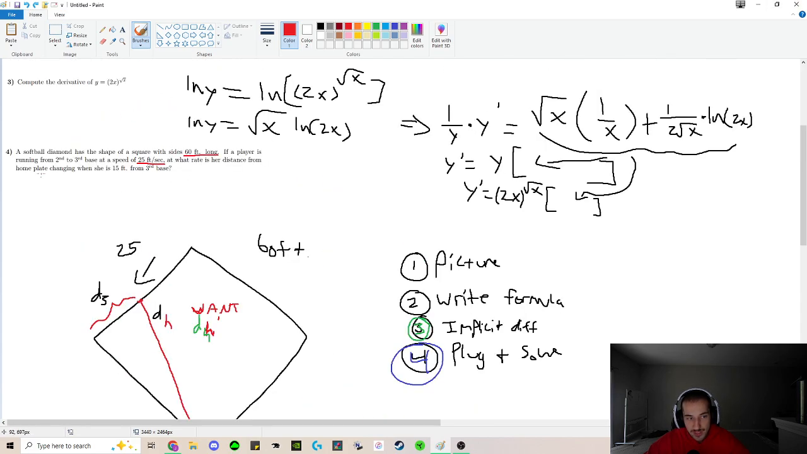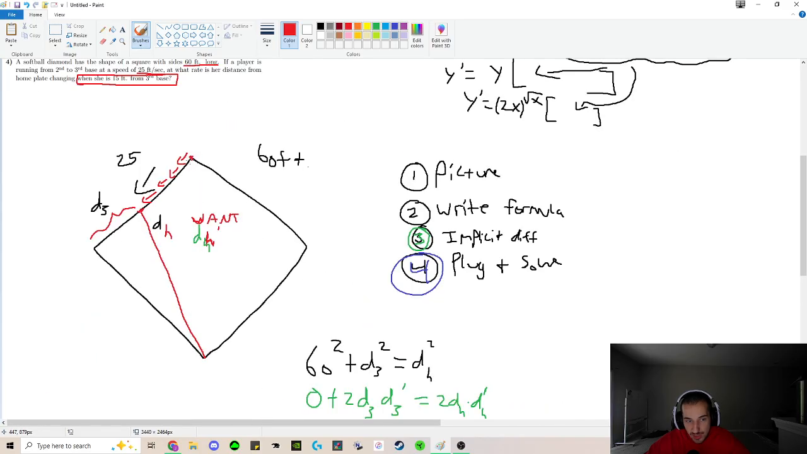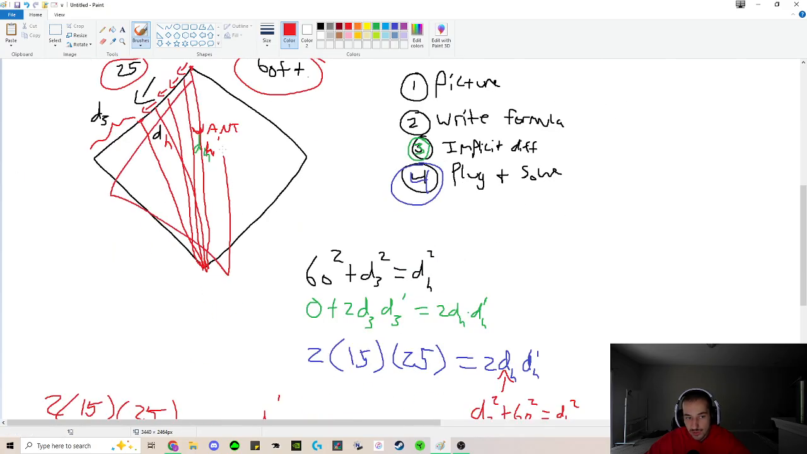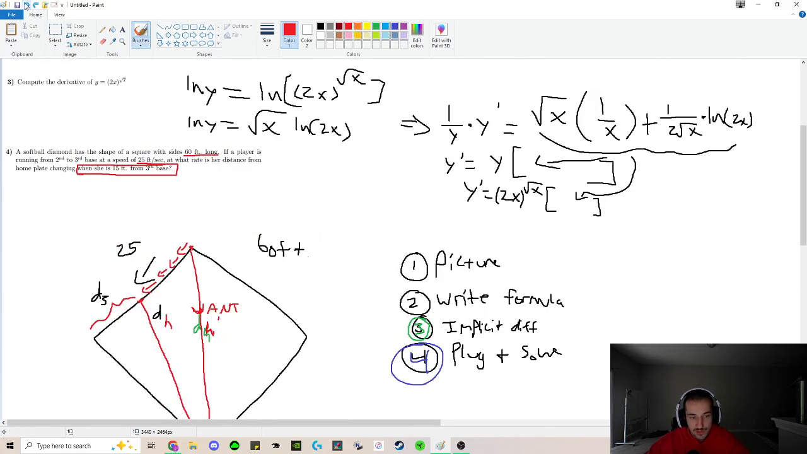However, if it says something like, at what rate is her distance from home plate changing when she is 15 feet from third base, this is not universally true. This is only at one moment in time, right? Because the assumption is that she's starting here and she's running constantly. So this distance is changing. This is my dh, and now this is my dh, and now this is my dh. And you see how dh is changing. What we're saying is that at all times, as she's running, she's always running at 25 feet per second. These lengths are always 60, and the Pythagorean theorem is always true. So those would be our universal truths that we draw in the picture.